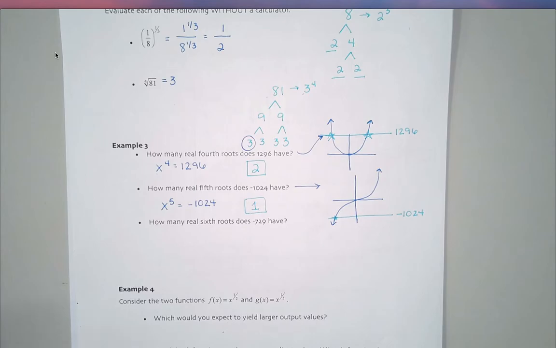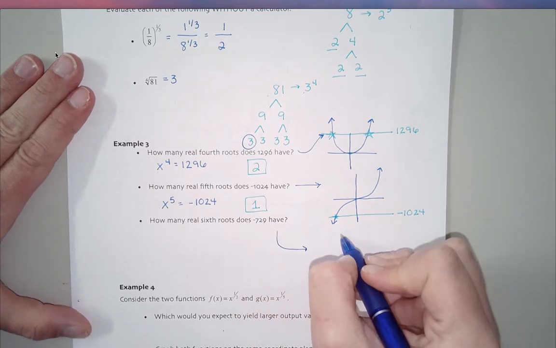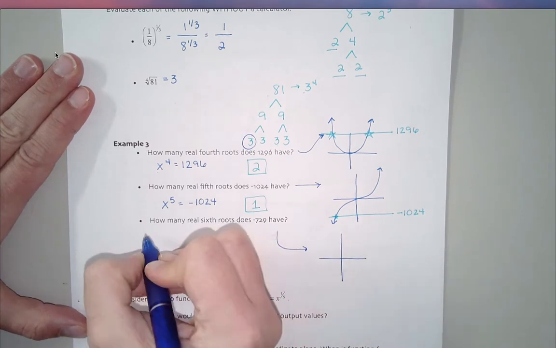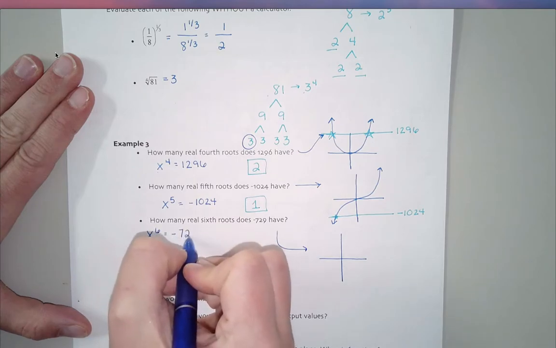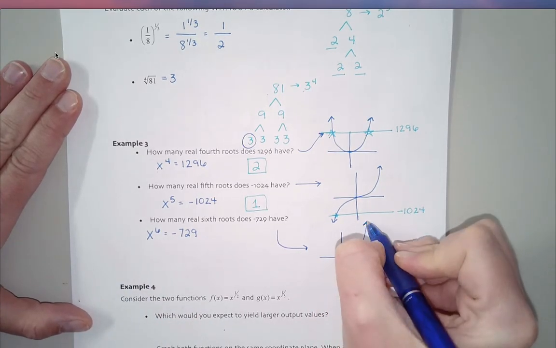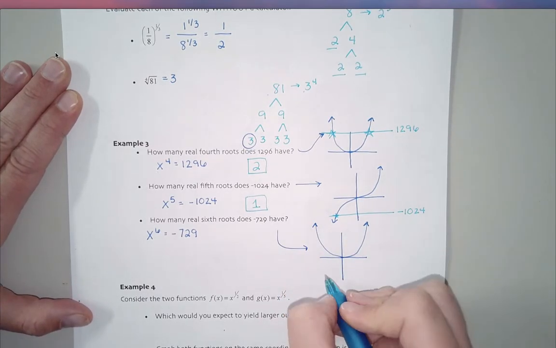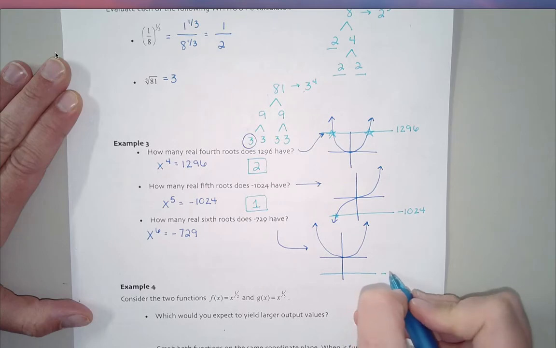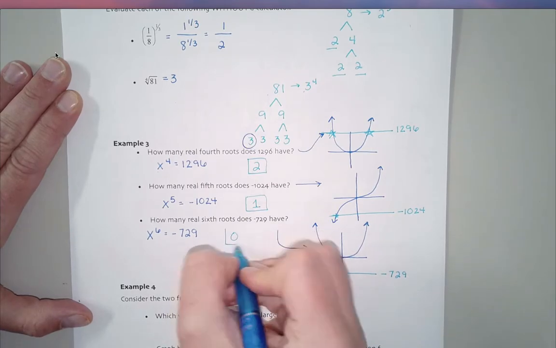How many real 6th roots does negative 729 have? We'll go down here with this one. Again, the question I'm asking myself is when does x to the 6th equal negative 729? That x to the 6th is back to an even power function, so it goes like this. But negative 729 is going to be down here somewhere. So this one has 0 real 6th roots.